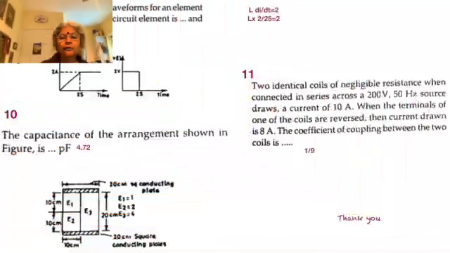So finally, coming to the 11th problem: two identical coils of negligible resistance, when connected in series across a 200 volt 50 hertz supply, draw a current of 10 amps. So when they are connected in series, you get 10 amps. So 200 by 10 gives you omega L effective.